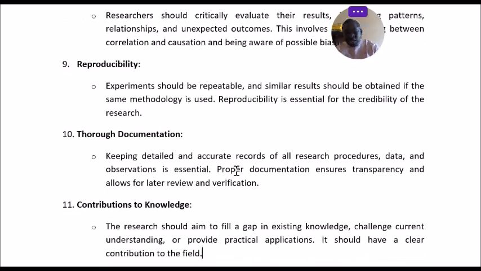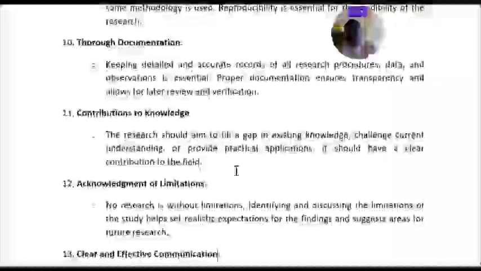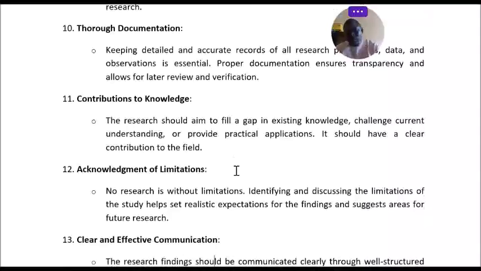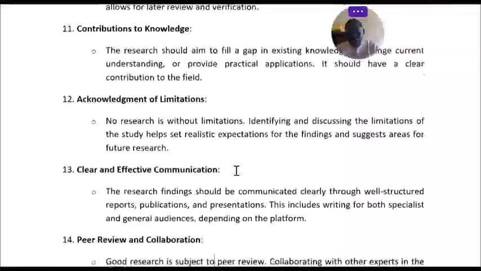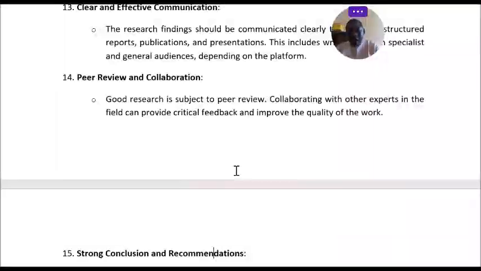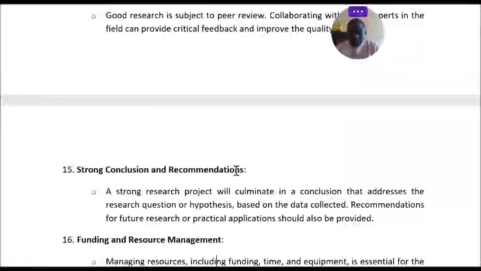Then the next thing is contribution to knowledge. Your research must contribute to knowledge. And the last but not the least is acknowledgement of limitation. You must know that you are limited and state it. Then clear and effective communication. Then peer review and collaboration. Then strong conclusion and recommendation. These and many more are the elements of a good research.